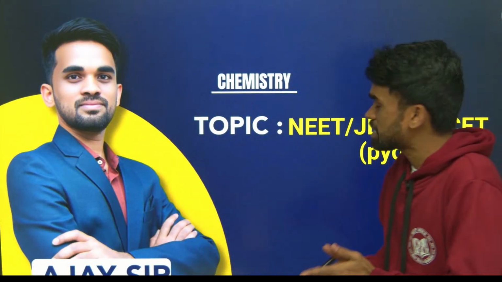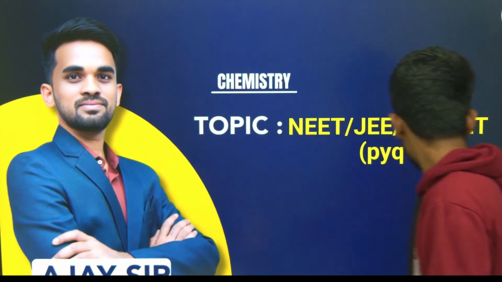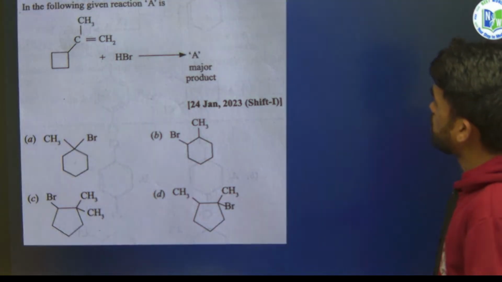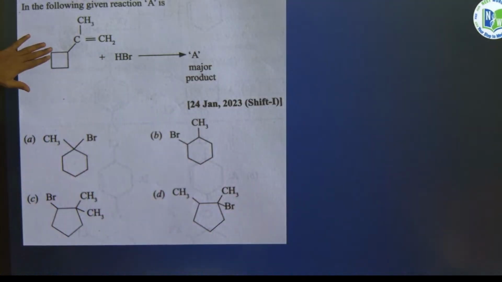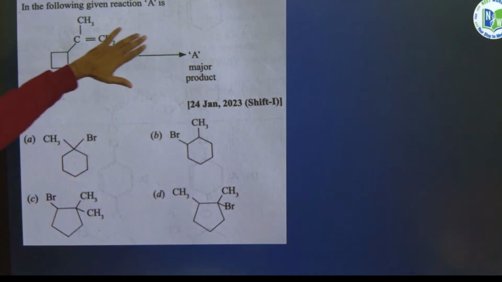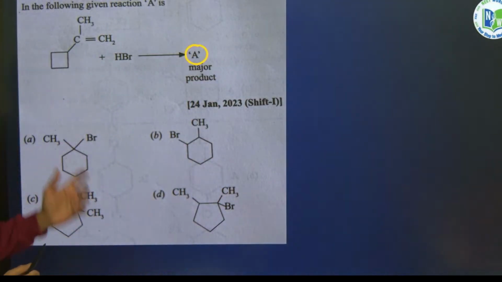Today we will be discussing the PYQs of JEE, NEET and EAPCET. The first question here is from JEE. The given substrate is treated with HBr so that we are going to get a major product A. Try to identify this A from the given four options.